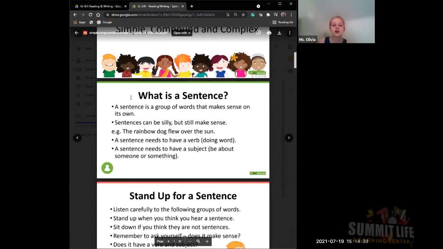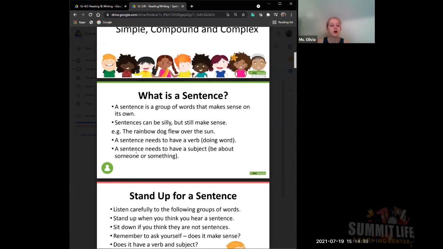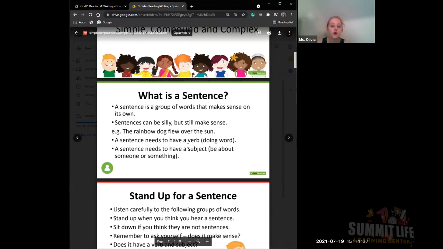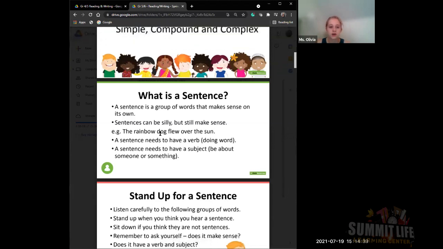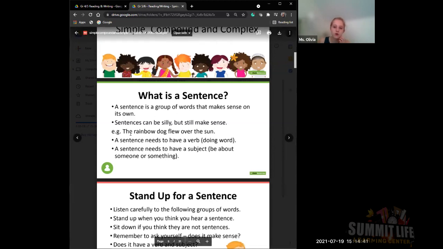So we have sentences. A sentence is a group of words that make sense on its own. Sentences can be silly, but make sense. So for example, the rainbow dog flew over the sun.